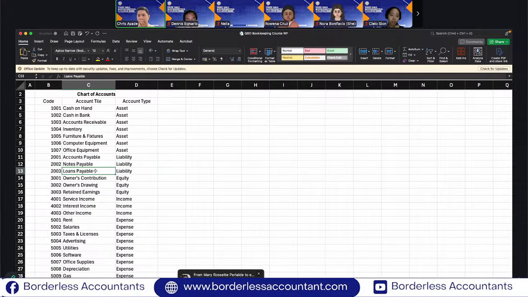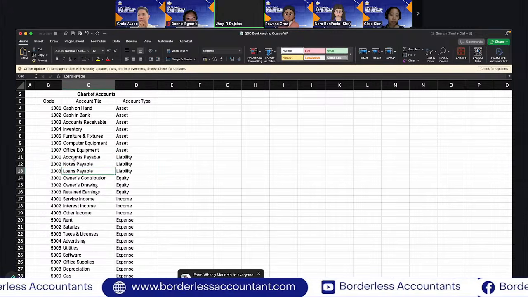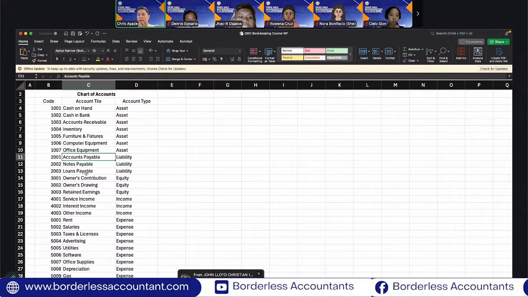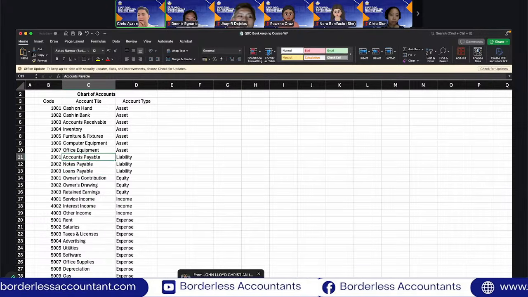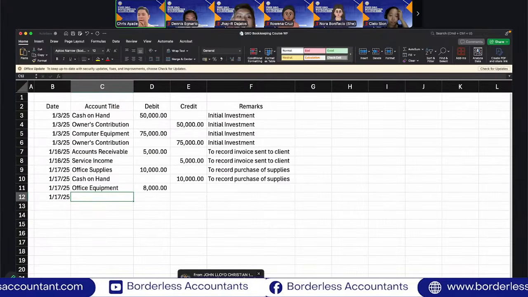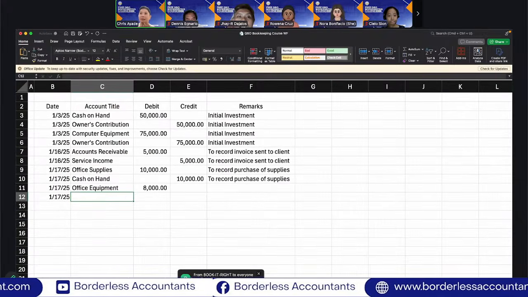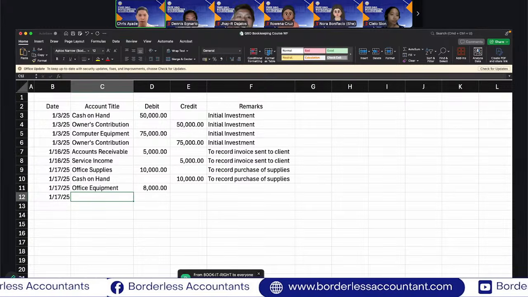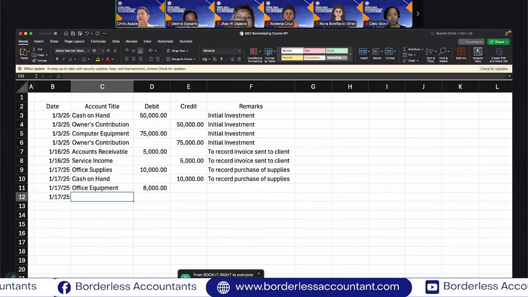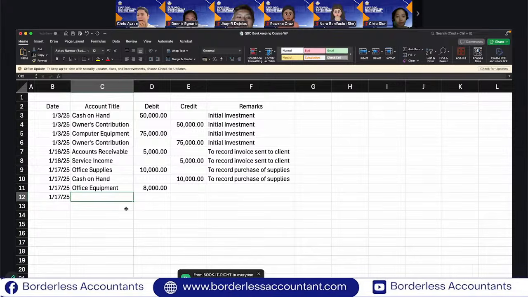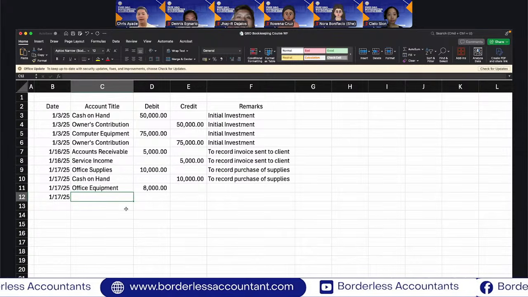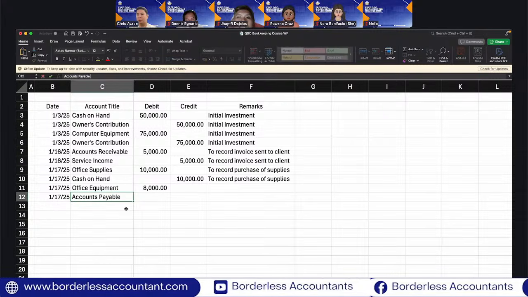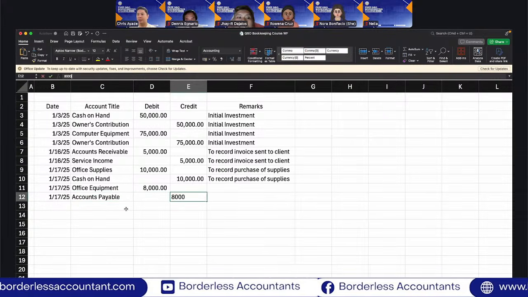Loans payable? Or accounts payable. Accounts payable kasi siguro? Oo. Sige, gawin natin accounts payable. Hindi naman kasi siya nag-loan eh. Buti sana kung nag-loan siya sa kanyang friend or kanino to buy the equipment, no? I think equipment versus accounts payable is more appropriate. We'll use that.